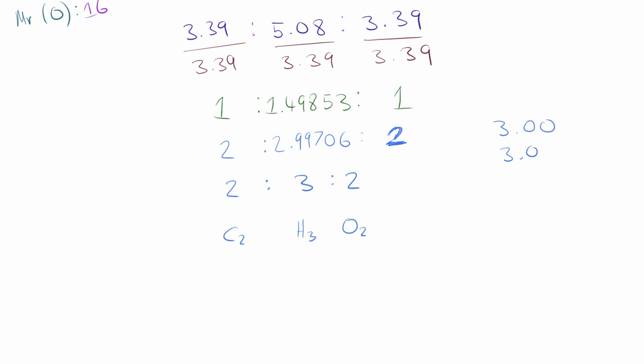And so if we now write this out, we're going to get C2H3O2. Okay, and this is, in this case, our empirical formula.